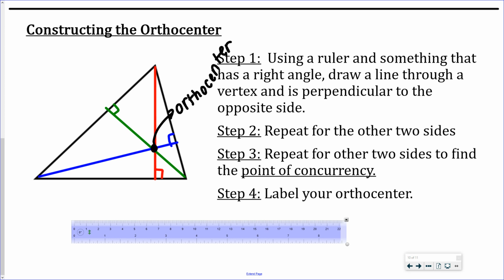Draw in a right angle so you know that we found the altitudes there. If yours don't cross at a point, you probably did something wrong.